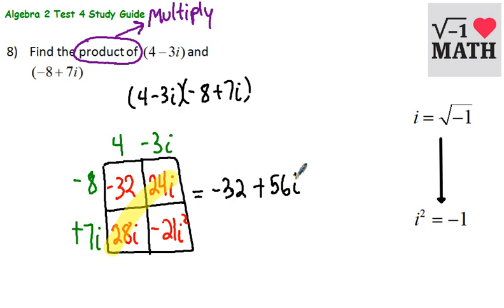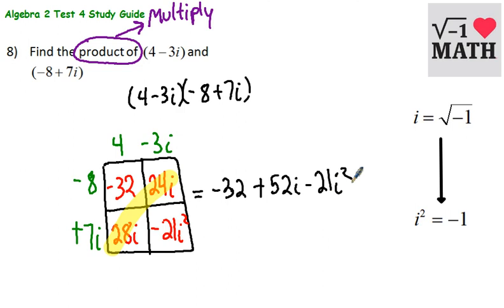And, oh, I'm sorry, not 56. Let's try that again. How about 52? It's getting a little late. And negative 21i squared. All right, well, here's the deal.